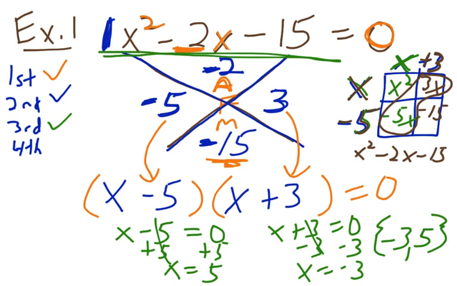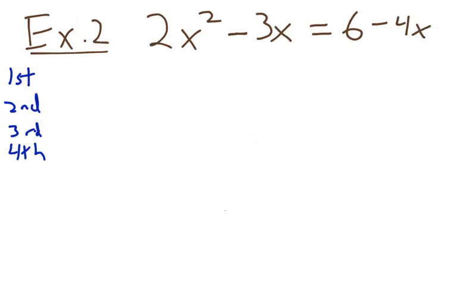Let's try a second example. This one's going to be a little trickier. So on this one, what do you notice different about it? I noticed two things. We have a different coefficient for our x squared. It's actually got a 2 there, not a 1. And it's not equal to 0. So my first step is to make sure it's equal to 0.